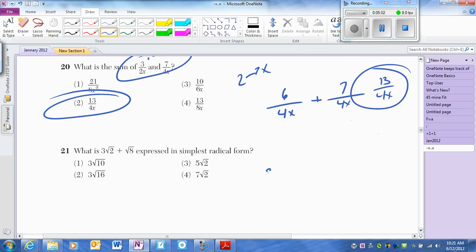I could type that in my calculator, or I can do it manually. I prefer to do it this way. But, of course, you can check it using your calculator. Square root of 4, square root of 2. This is 2. So I get 5 square roots of 2.